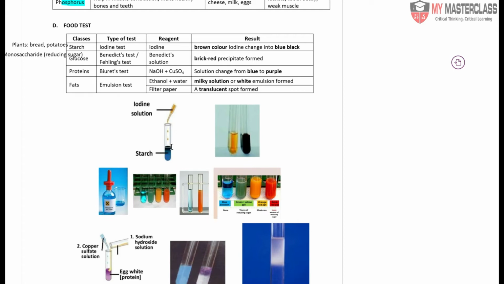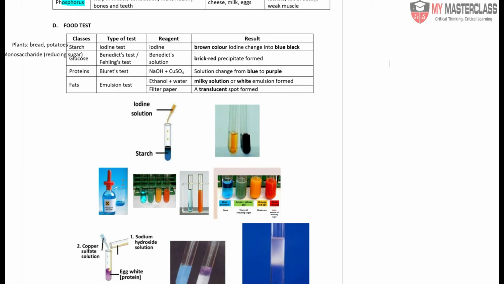Okay, so similarly over here, when I have got Benedict test, okay, this is my reducing sugar test. So initially it is a blue solution. My Benedict solution here, it is blue in color, the original solution.